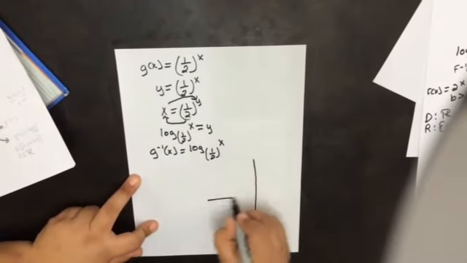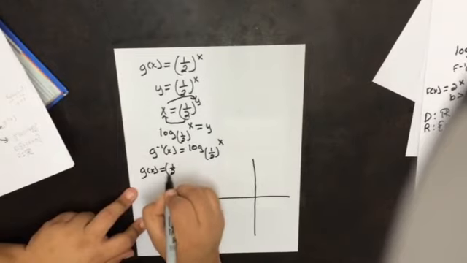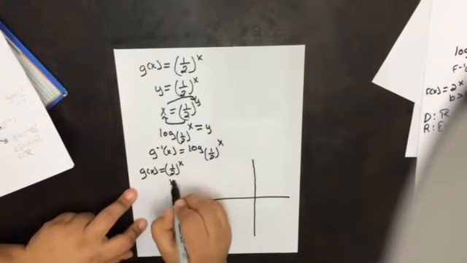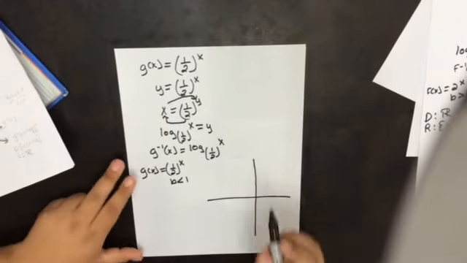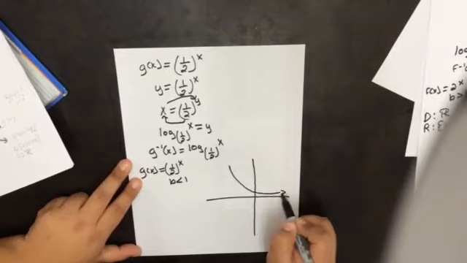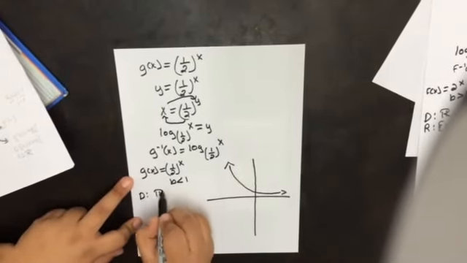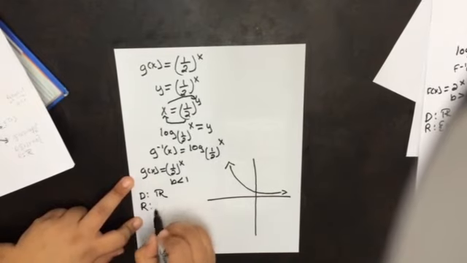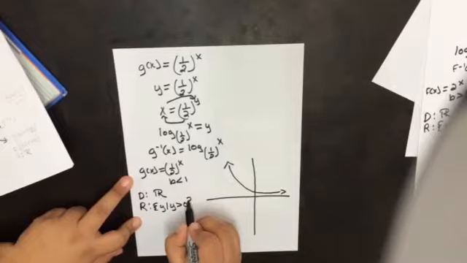If we're graphing, g of x equals 1/2 to the x, b is less than 1, so it's going to be an exponential decay. So it's going to look something like this. And the domain is going to be all real numbers, and the range is going to be all y such that y is greater than 0.